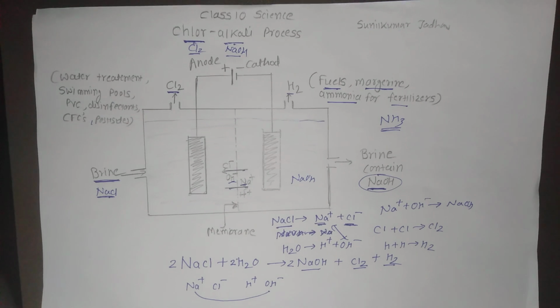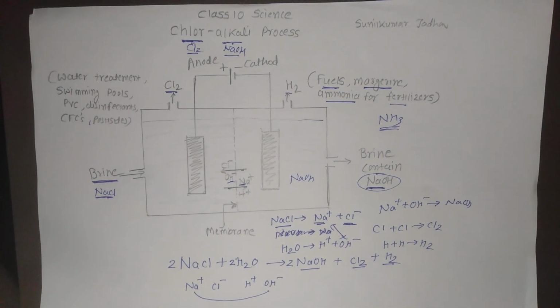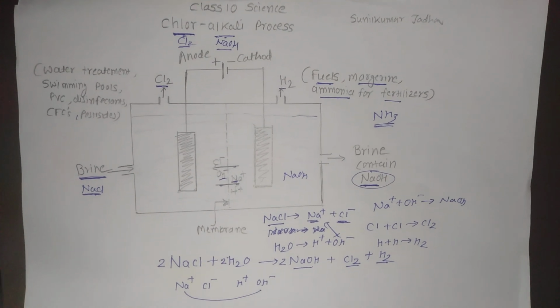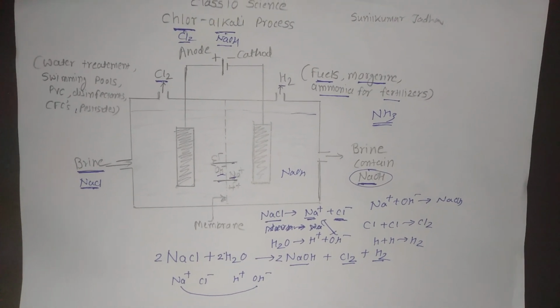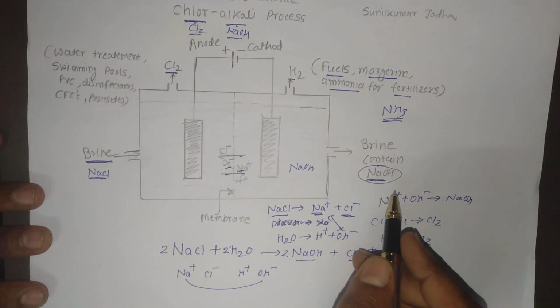What are the uses of NaOH? NaOH is used in degreasing metals, and soap as well as detergent are prepared from it, and it is also useful in paper making, and artificial fibers can also be obtained from this NaOH.